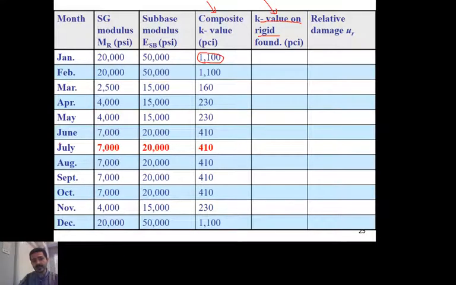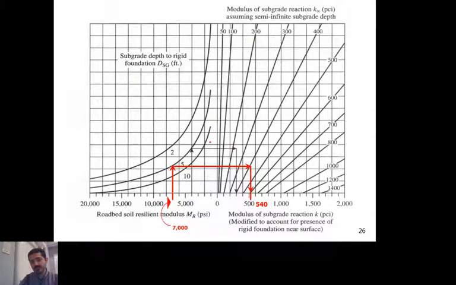So let's pick the month of July. For the month of July, we have 7,000 as the modulus for the subgrade. We have 20,000 as the subgrade modulus for this month, and we have the composite K from the previous step as 410. So again, here we have 7,000, which is the modulus of the soil layer. We're going to go all the way up until we hit the line for the appropriate thickness of the subgrade, which is 5 feet. And then we're going to draw a horizontal line until we reach 400.